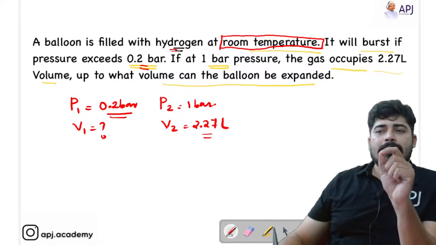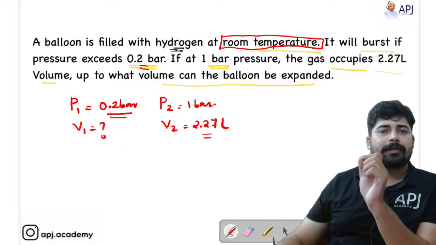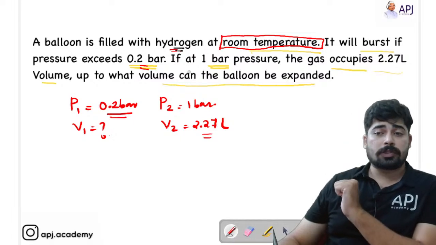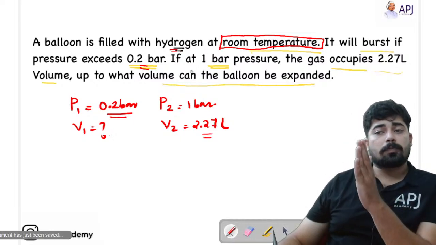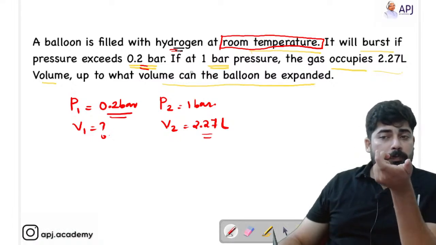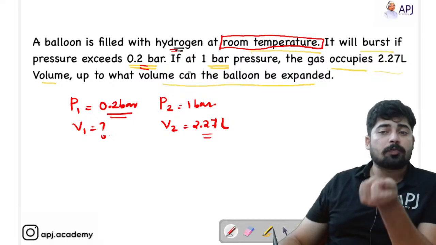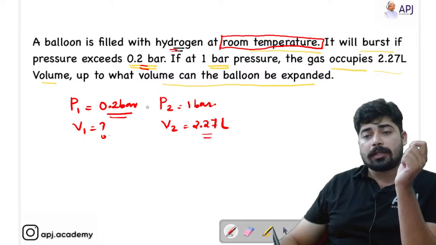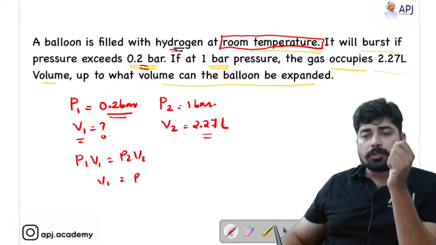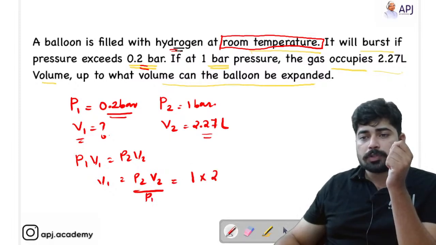We got the point that this process is taking place at room temperature. That means room temperature is a constant temperature. So it's a temperature constant process. Here they have told that at P2 pressure we got V2 volume. Then they have given that P1 pressure is equal to 0.2 bar. Then what will be the volume at which the balloon will burst? So we have to find out what is the value of V1. So you can use the formula P1 V1 equal to P2 V2. So V1 is equal to P2 V2 by P1. So that is equal to P2 is 1 bar, V2 is 2.27 divided by 0.2.